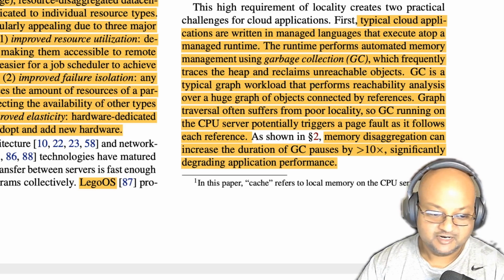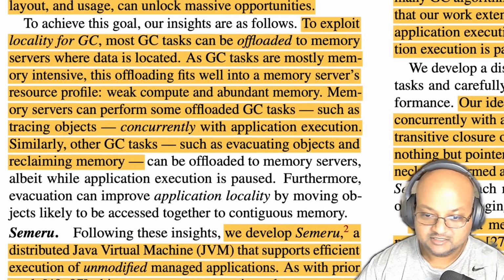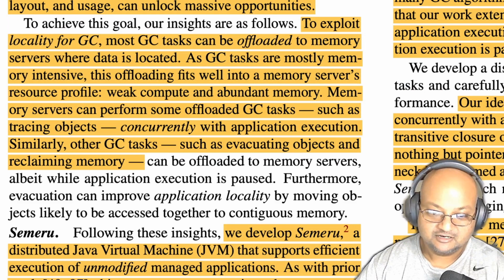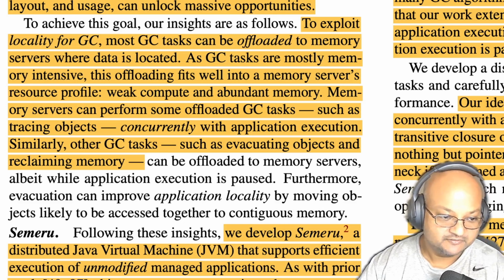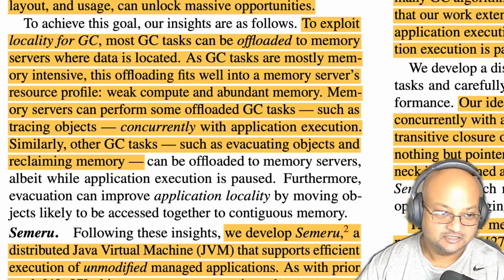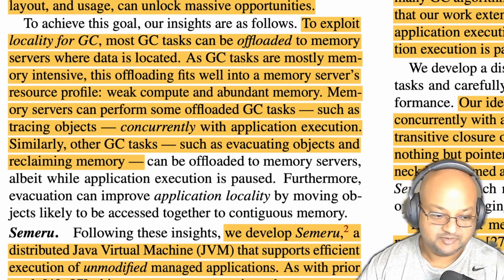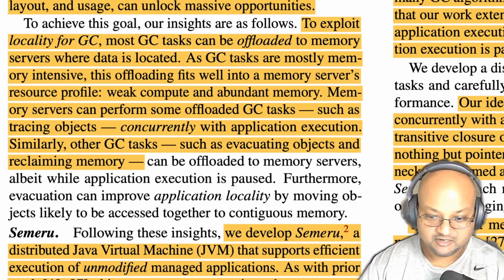So there's very little locality of reference in a garbage collection access pattern. One of the key insights of this paper is that to turn garbage collection into a problem where you can exploit locality, the authors are proposing that you offload most of this GC computation to the memory servers themselves. Now, garbage collection is mostly a memory-intensive operation and does not use a lot of CPU. So it's a perfect fit for these memory servers which have a ton of RAM but only mediocre compute power.